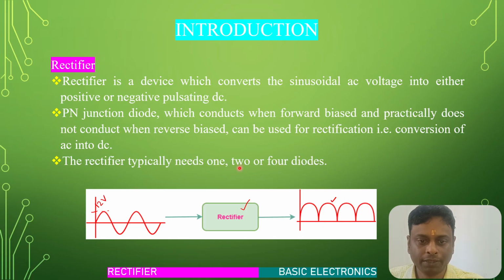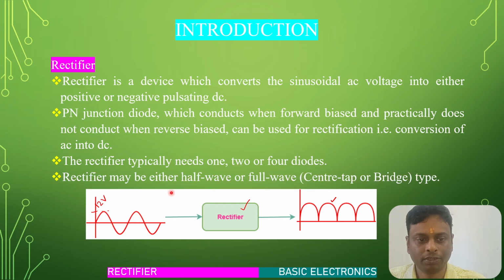Okay. The rectifier unit consists of one diode or two or four diodes. If there is one diode, this is a half wave rectifier. If this is 2 or 4 diodes, this is a full wave rectifier. Okay. So the rectifier may be half wave or full wave. Full wave is of two types, that is center tap or bridge type. Okay. So this is the rectifier. So from the rectifier we are getting this type of signals. This is known as pulsating DC signals.